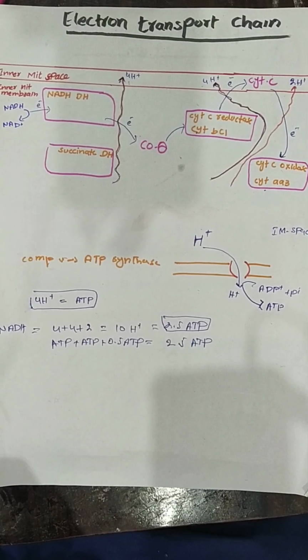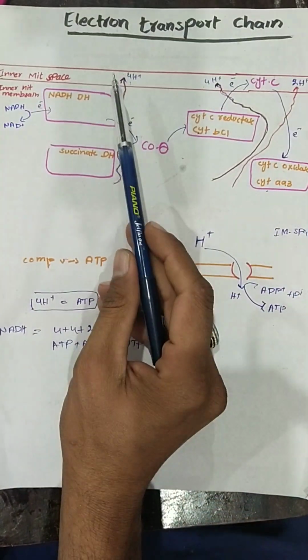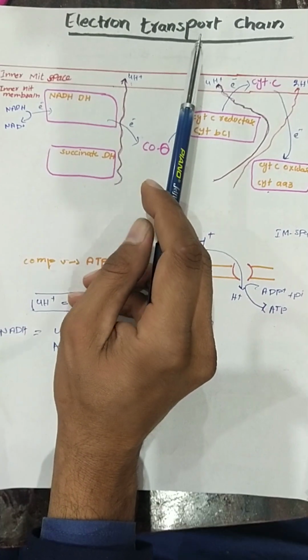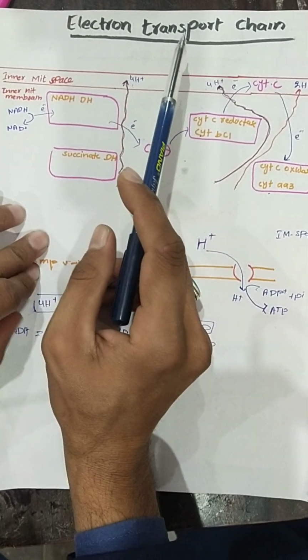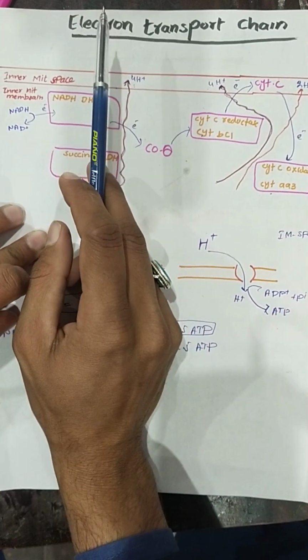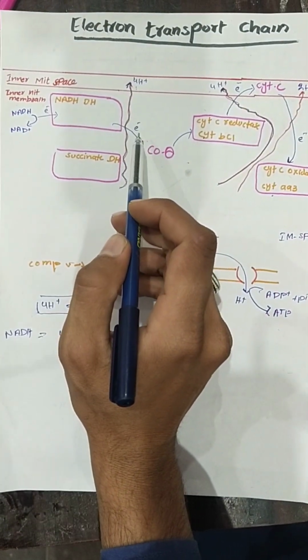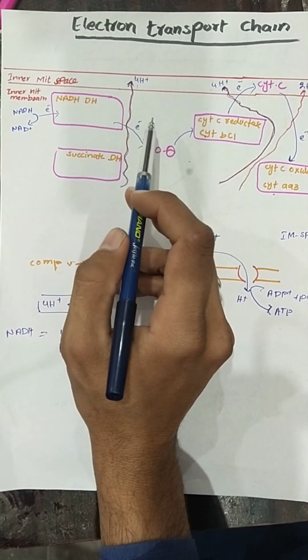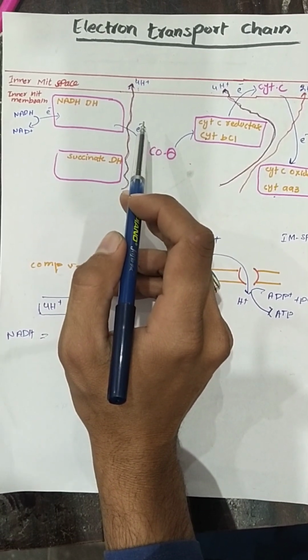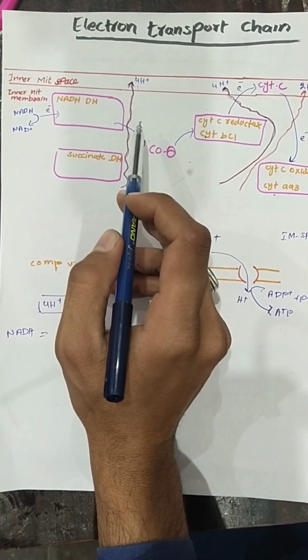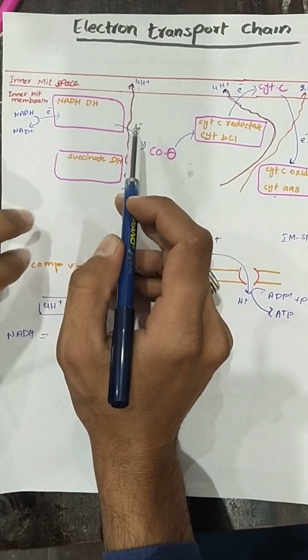Hi guys, so today the topic of our discussion is the electron transport chain. What is the electron transport chain? The electron transport chain, mostly called ETC, is present in the inner mitochondrial membrane. It consists of four complexes, and these complexes are present in the inner mitochondrial membrane.